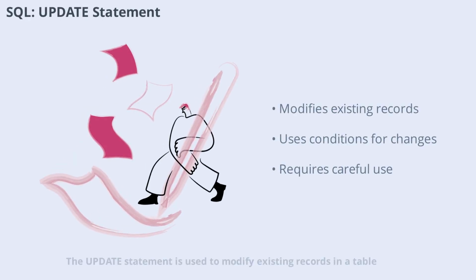The update statement is used to modify existing records in a table. You can change the values of one or more columns for records that meet specific conditions. Update is powerful but must be used carefully to avoid unintentional changes. Always ensure your conditions are precise to maintain data integrity.